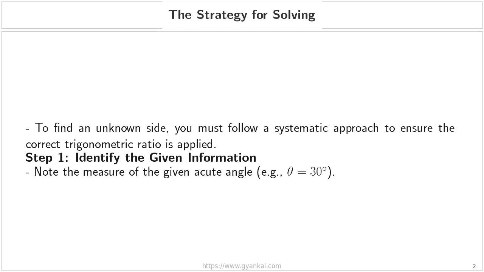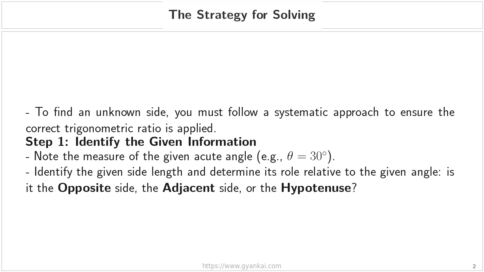First, take a close look at your triangle and note the measure of the given acute angle. For example, theta equals 30 degrees. Once you have the angle, look at the side length you already know. You need to determine its role relative to that specific angle. Ask yourself, is this side the opposite side, the adjacent side, or is it the hypotenuse? Identifying this correctly is the foundation for the next steps we are about to discuss.